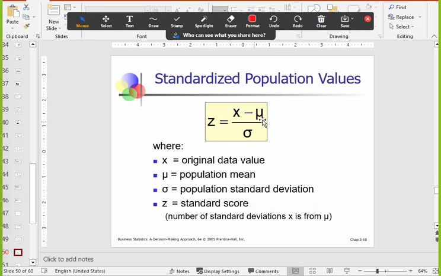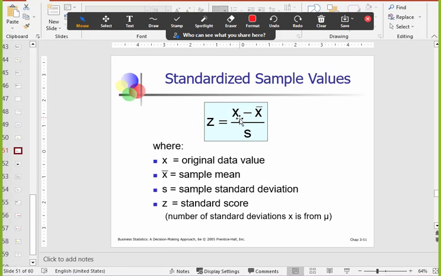So the formula is x minus mu over standard deviation, x minus mean over standard deviation, and we already know what that means. In the next slide, we'll go for the sample: x minus x bar over standard deviation.